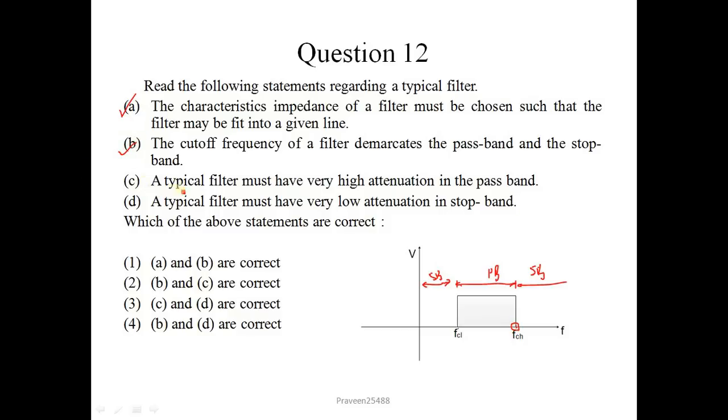A typical filter must have very high attenuation in the pass band. Attenuation refers to the degradation or reduction in the strength of the signal. So in the pass band, this attenuation should be at the low level. So this statement is not correct. And similarly, we can say in the stop band, the attenuation will be high. So here it is given very low attenuation in stop band. So this statement is also incorrect. So correct statement is A and B.